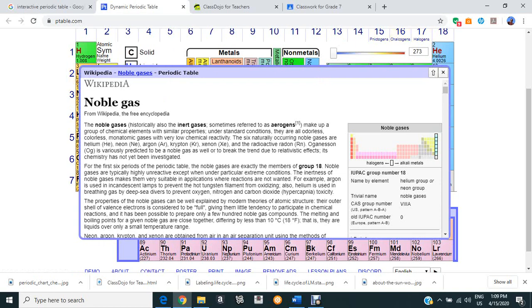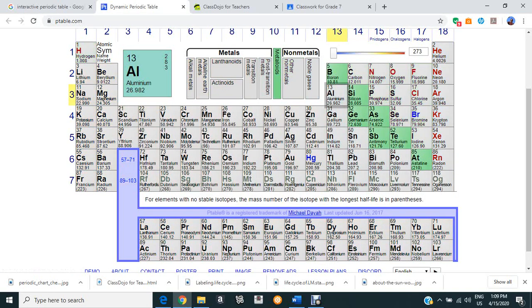I hope that you enjoyed this. Before I go, look at the metalloids again. When I hover the mouse over the metalloids, what do I see? I see them highlighted in green, all of them. Only these are metalloids. Anything under that line is metal. Anything above it is nonmetal.